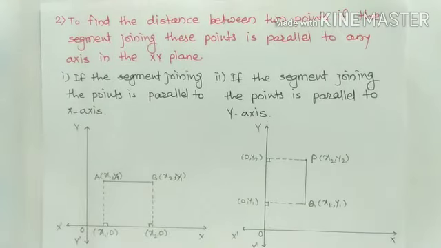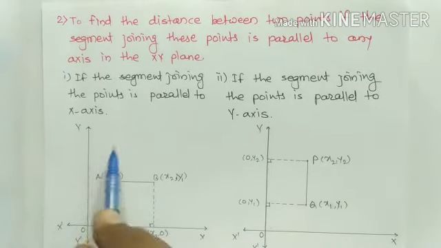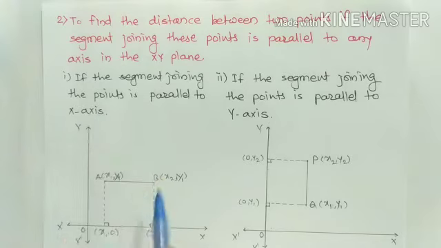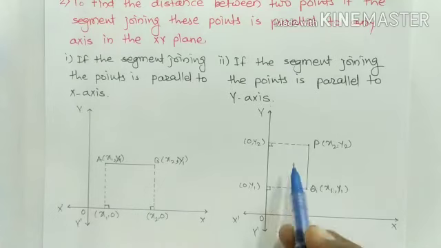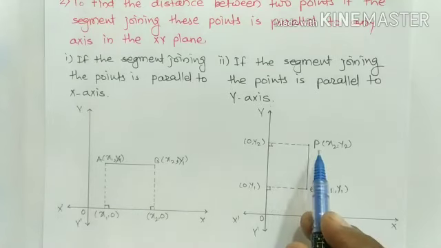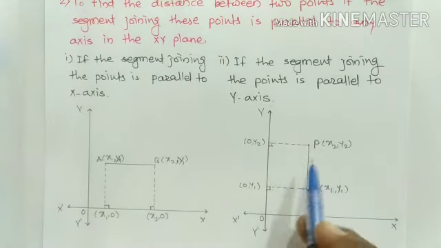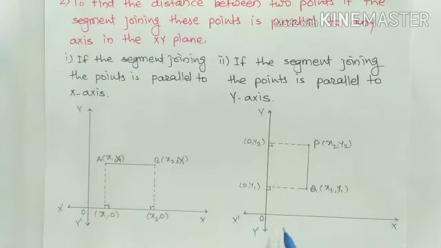Here also, as before, two cases arise. The first case is if the segment joining the two points is parallel to the x axis. First condition, the segment joining the two points is parallel to the x-axis, and in the second case we have to find the distance between the two points if the segment joining the two points is parallel to the y-axis.